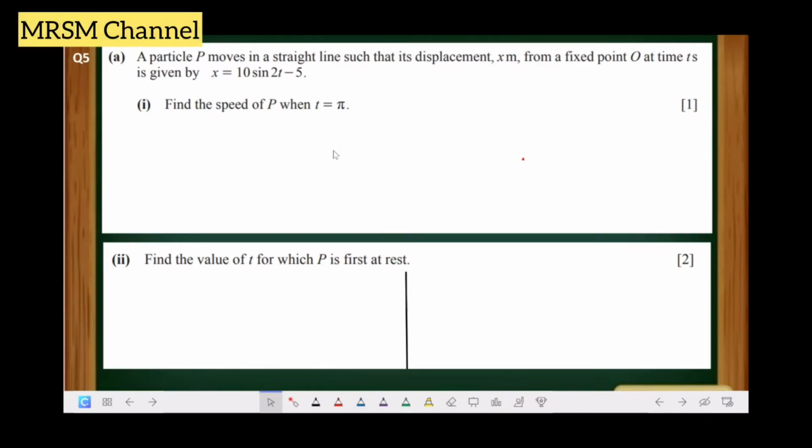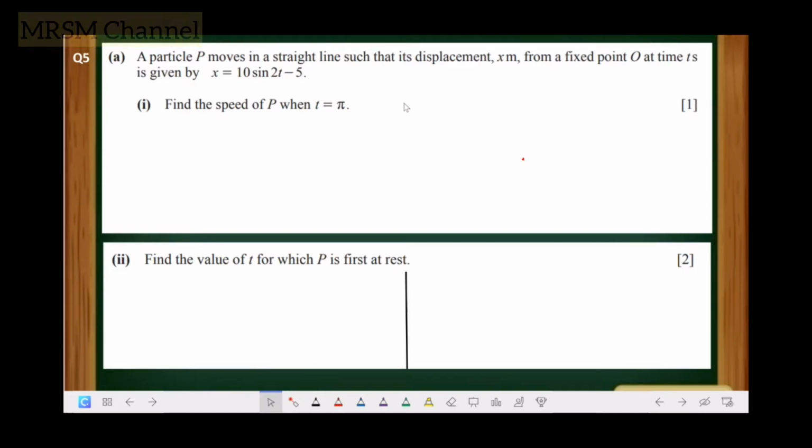Okay. X to V to A. Alright, so X to V to A, kita buat differentiation. Daripada displacement nak dapat velocity, kita differentiate. Velocity nak dapat acceleration, kita differentiate. Okay, the other way around, kita integrate. Alright, we integrate A to get V, kita integrate. V nak dapat X, kita integrate.